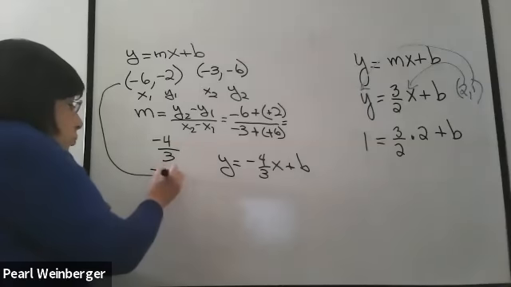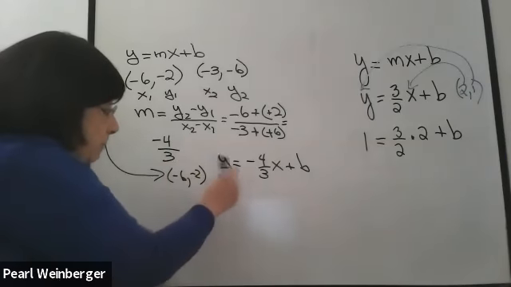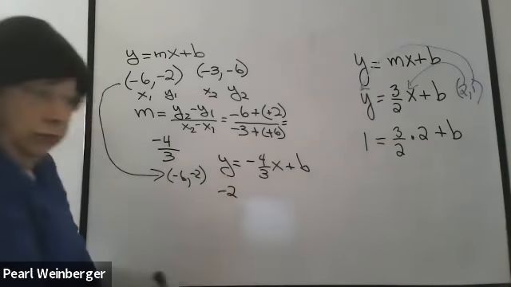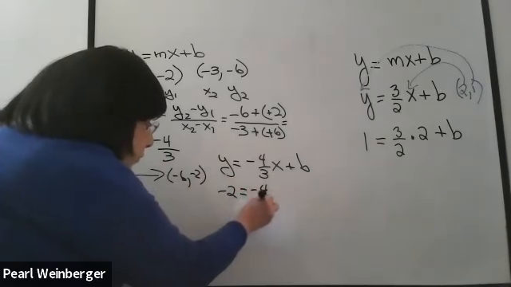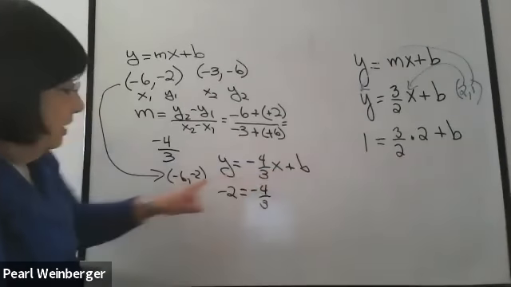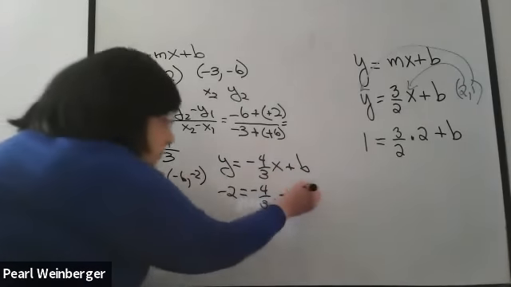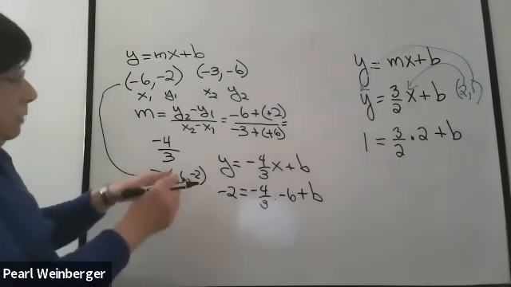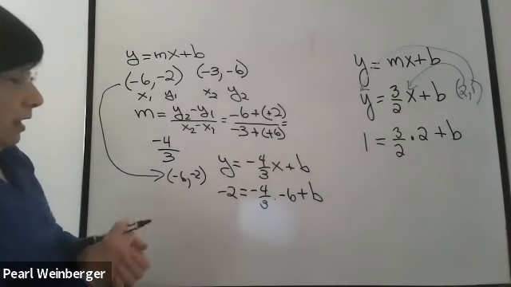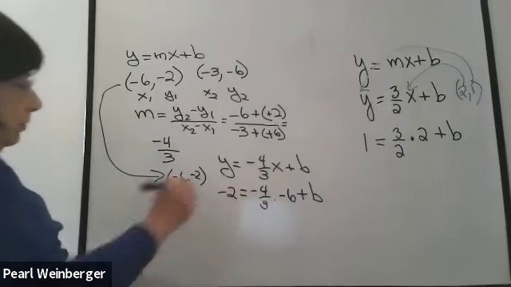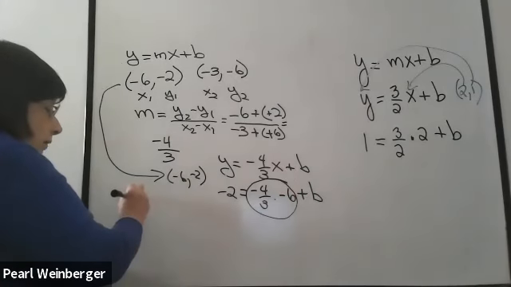And if I'm using the point -6, -2, that's telling me where I see my y, I have to put in -2. I leave the -4/3 where it is, but where I have the x, I put in the -6. And then I do my plus b. I simply replace the y with -2 and the x with -6. And I have to work this out.